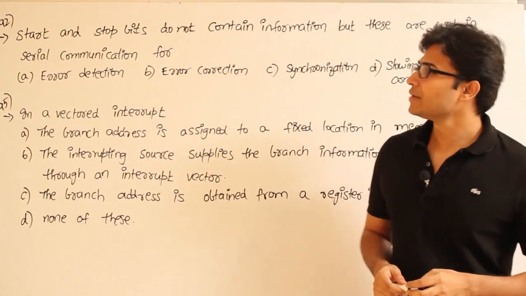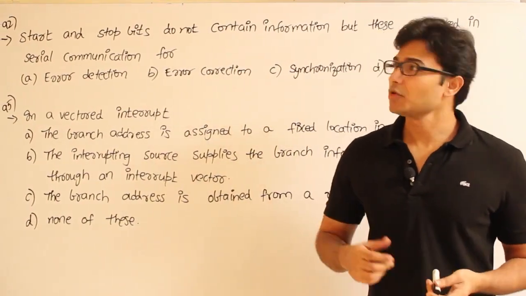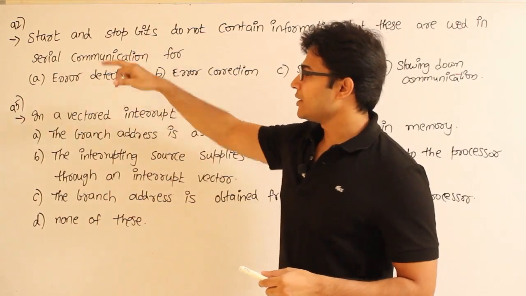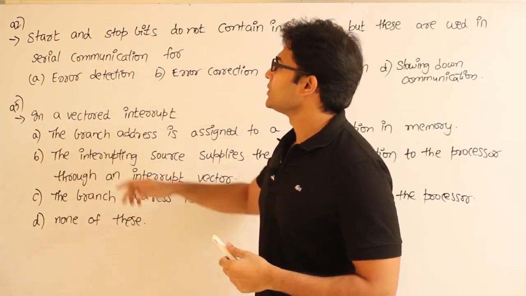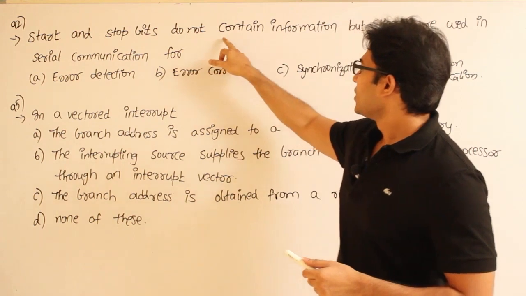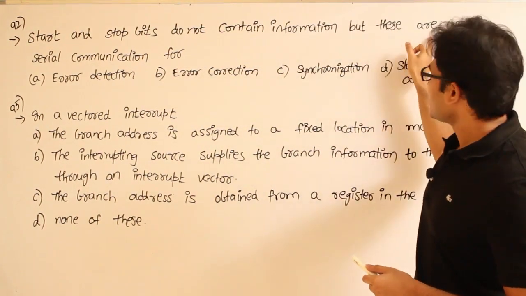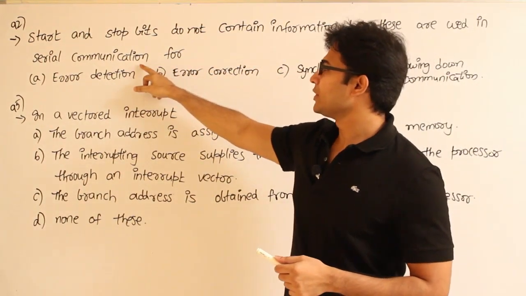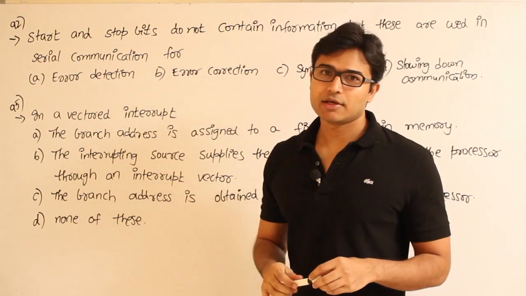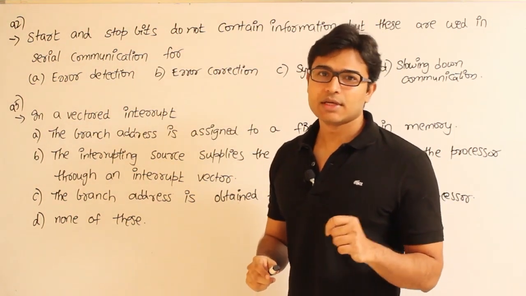Now let's try to solve the GATE questions, previous year GATE questions asked in this topic. This question is asked in 1992. The question is, start and stop bits do not contain information, but these are used in serial communication for what? So they are asking about the start and stop bits.